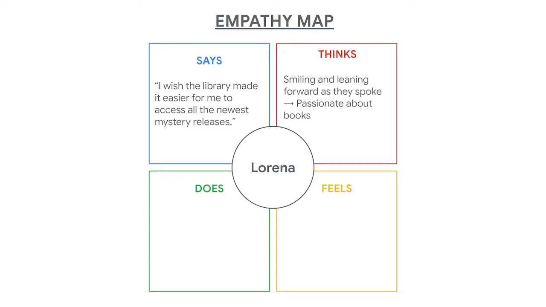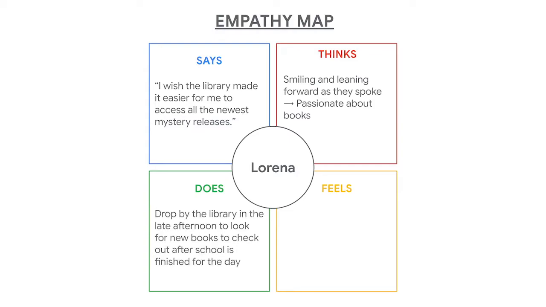In the Think square, we'll note that Lorena was smiling and leaning forward as they spoke. It was clear that they are passionate about books and care deeply about accessing them. In the Does square, we'll list one of the things that Lorena has done to try and check out a book at the library. They drop by the library in the late afternoon to look for new books to check out after school is finished for the day.